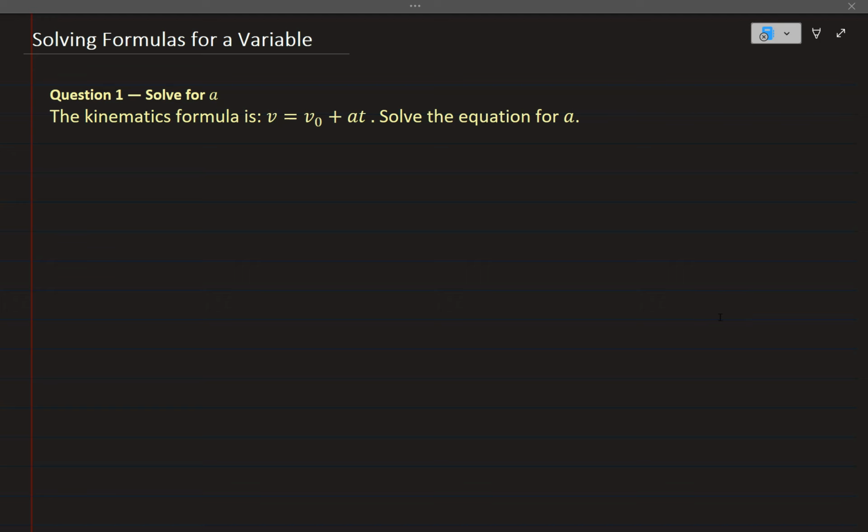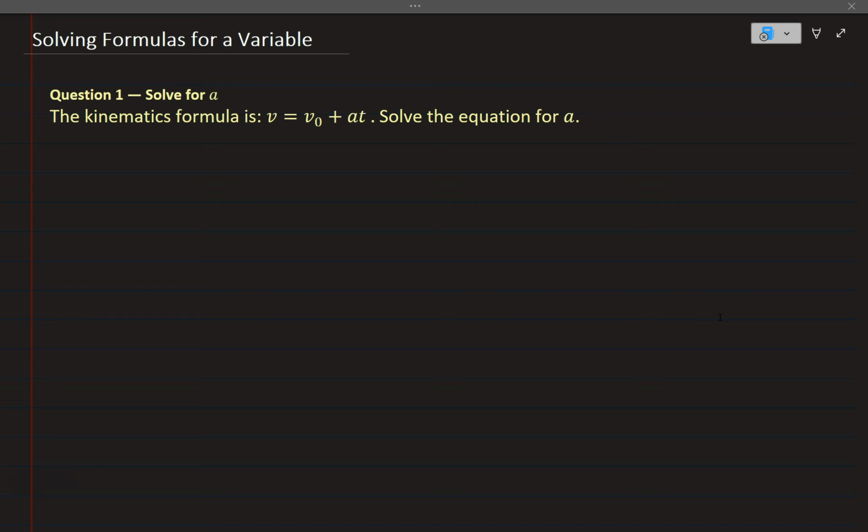Solving formulas for a variable. This is very important, especially as we're going through the Physics 11 course, so we need to do some review. Here it is: there are 3, 4 questions, possibly 5, and we're going to go through each question. I'm going to walk you through how to solve each equation for the variable. All of these equations are actually part of the Physics 11 and Physics 12 course.